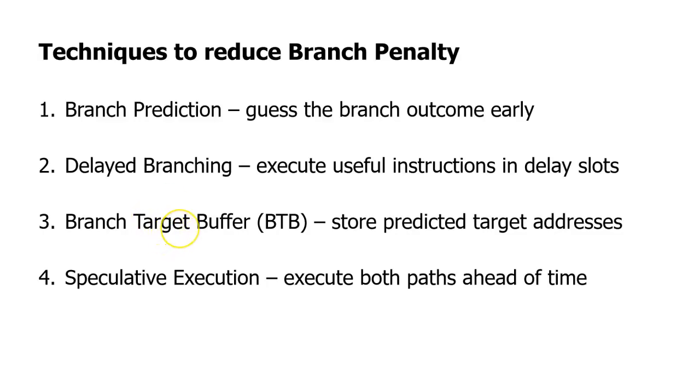The last and final technique to reduce the branch penalty is speculative execution, which goes one step further. It allows the processor to execute the instructions from both paths ahead of time, and later discard the incorrect one. All these techniques are aimed to reduce the waiting time and keep the pipeline busy.